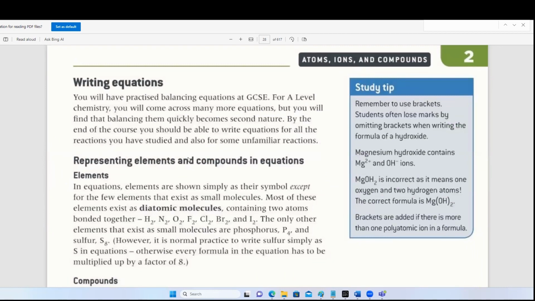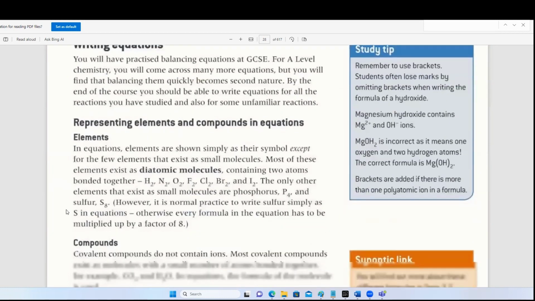You will have practiced balancing equations at GCSE. For A level chemistry, you will come across many more equations, but you will find that balancing them quickly becomes second nature. By the end of the course, you should be able to write equations for all the reactions you have studied and also for some unfamiliar reactions. All right. Representing elements and compounds in equations.